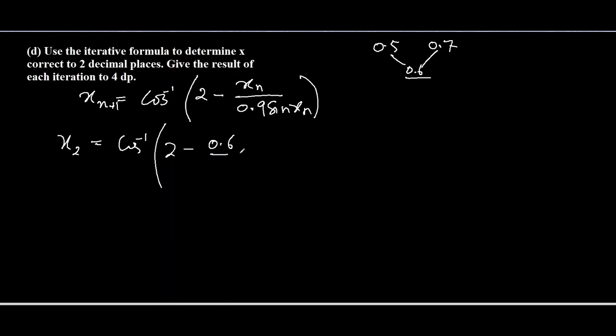So 0.6 over 0.9 sine 0.6. This will be our x2, and 0.6 is x1. Right? That's what we started with, and we'll keep on repeating this until we get it. I'll fast forward this process and finish with the correct answer.